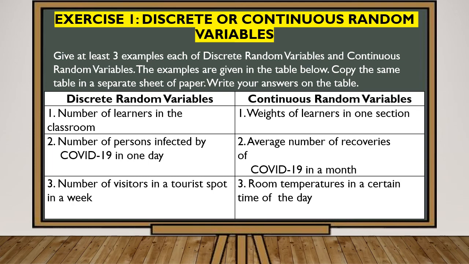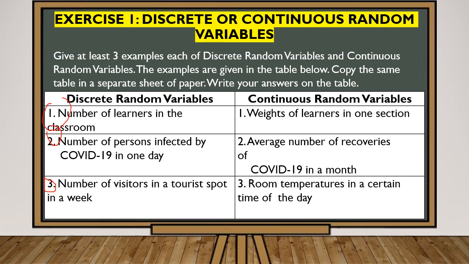These are just examples 1, 2, and 3. This is an example under discrete random variables, so you do not need to copy these examples. You have to give your own examples under discrete. Examples for discrete random variables: number of learners in the classroom, number of persons infected by COVID-19 in one day, number of visitors in a tourist spot in a week. There are many examples of discrete, so you do not need to copy these because these are given already.